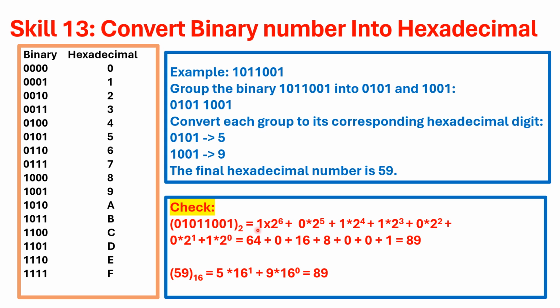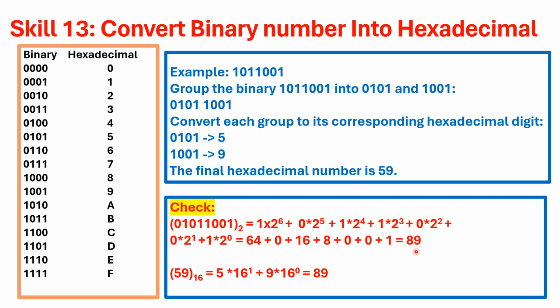Now, 2 power 6 is 64, 2 power 5 is 32, but 32 multiplied by 0 is 0. 2 power 4 is 16, 16 multiplied by 1, we write 16. And 2 power 3 is 8, 8 multiplied by 1 is 8. And 2 power 2 is 4, 4 multiplied by 0 is 0. 2 power 1 is 2, 2 multiplied by 0 is 0. And 2 power 0 is 1, 1 multiplied by 1 is 1. Now we add 64, 16, 8 plus 1, which is equal to 89.